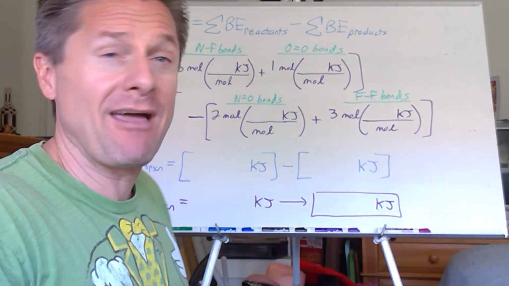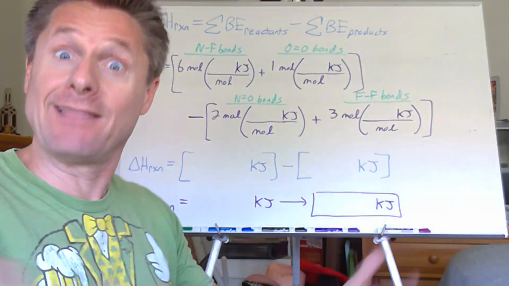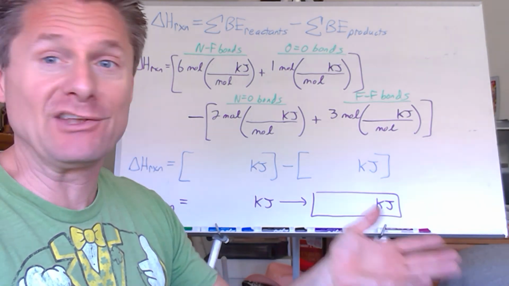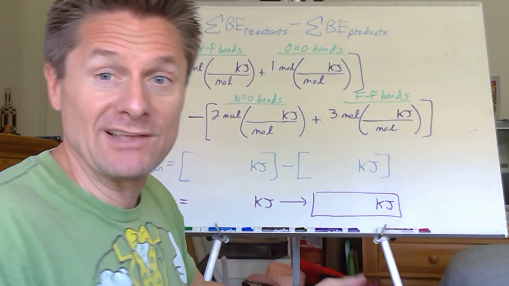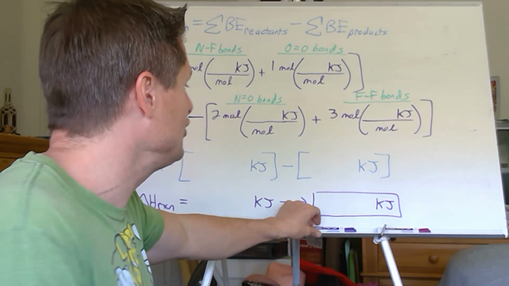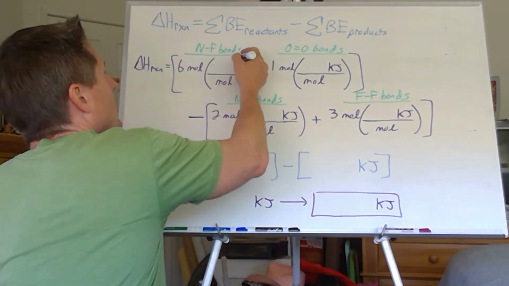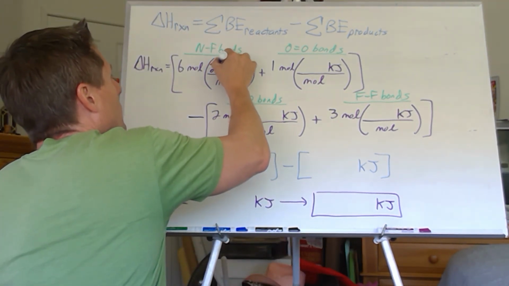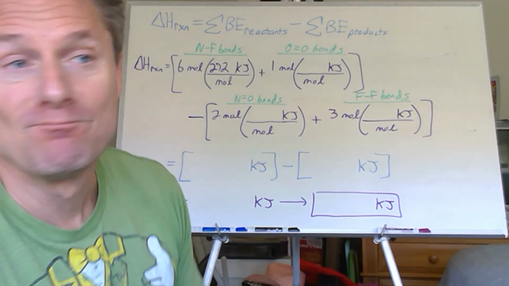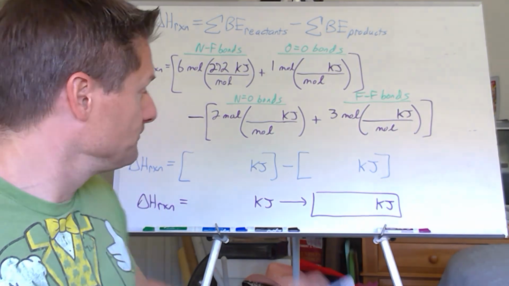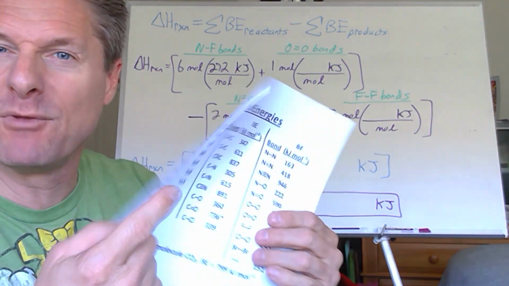So I poked around. I saw several different values, which is why these aren't accurate, ranging from like 272 to 283-ish. The most common one I saw was 272. So let's use 272 kilojoules per mole for the nitrogen-fluorine single covalent bonds. I would provide that value to you, but usually on an exam, you'll find all of these.